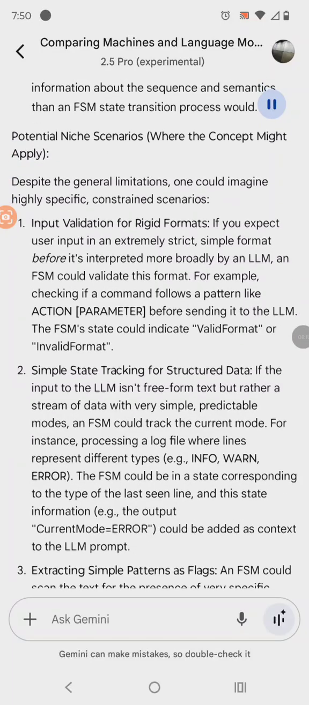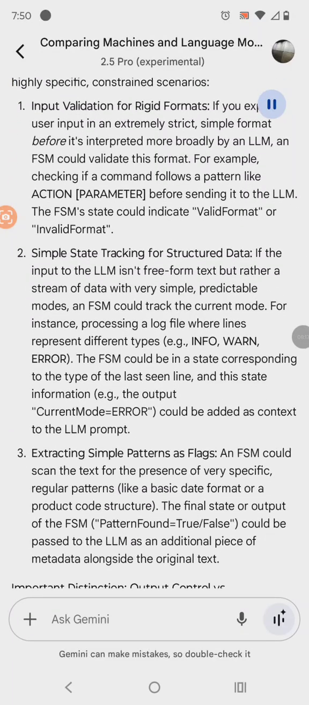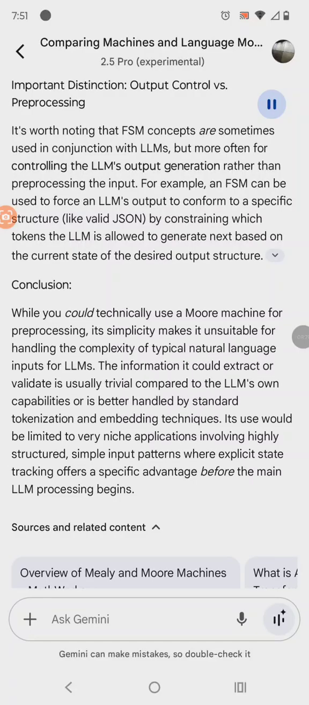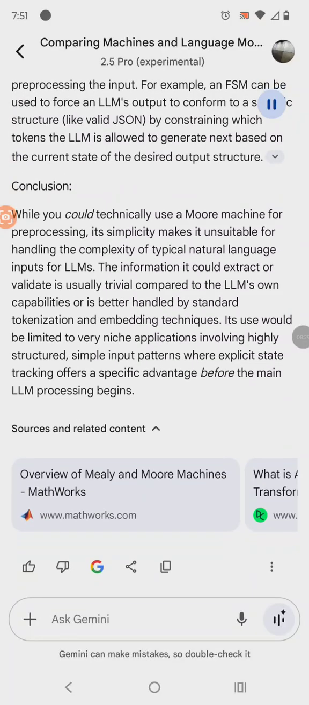Their internal mechanisms, like attention, handle context much more effectively. 4. Standard preprocessing is different. LLM preprocessing typically involves tokenization, breaking text into words or subwords, and converting these tokens into numerical embeddings. This process retains much more information about the sequence and semantics than an FSM state transition process would.